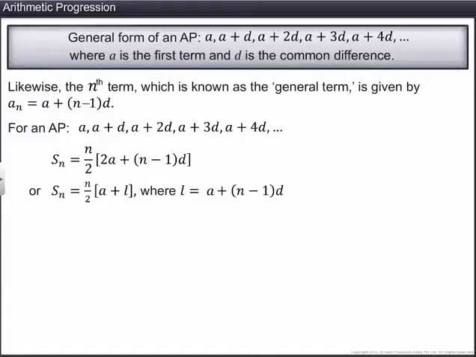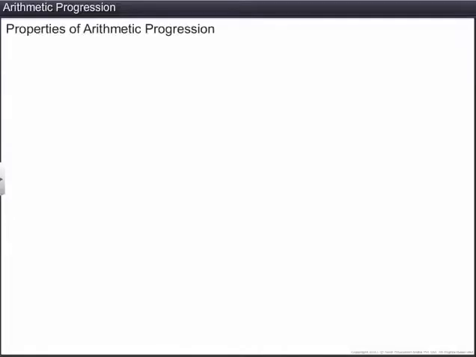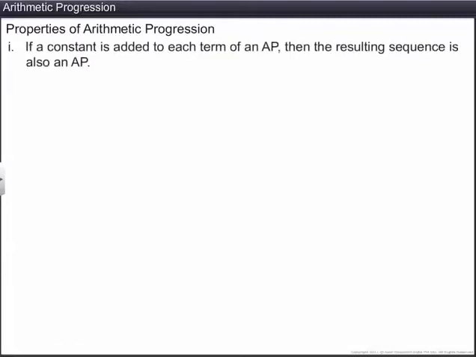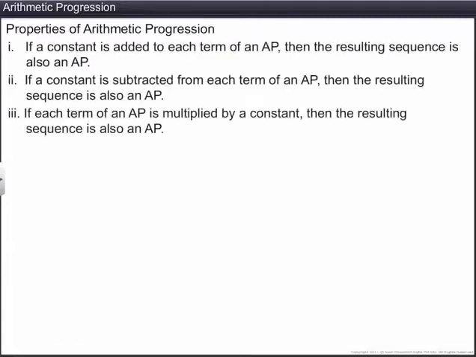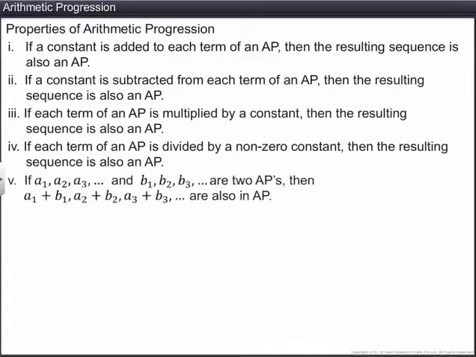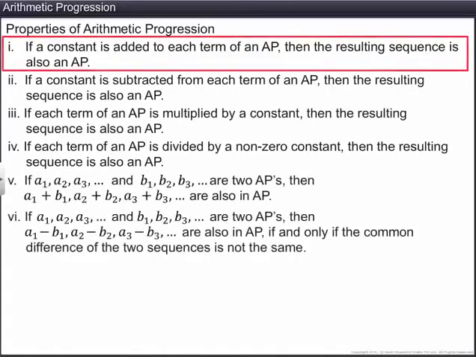Now, let us verify some properties of an arithmetic progression one by one. First is, if a constant is added to each term of an arithmetic progression, then the resulting sequence is also an arithmetic progression.